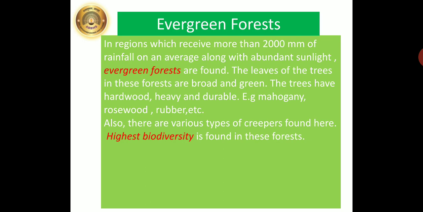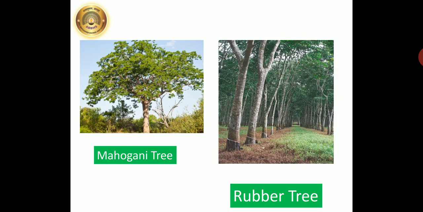In the regions which receive more than 2000 millimeters of rainfall on an average, along with abundant sunlight, the evergreen forests are found. The leaves of these trees in the forests are broad and green. The trees have hardwood, heavy and durable. Example, the mahogany, rosewood, rubber, etc. Also there are various types of creepers found here, and highest biodiversity is found in these forests. Here you can see the mahogany and the rubber tree.